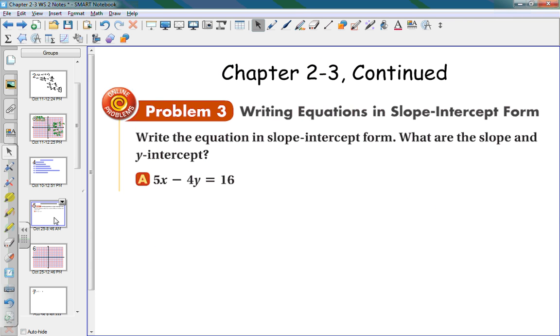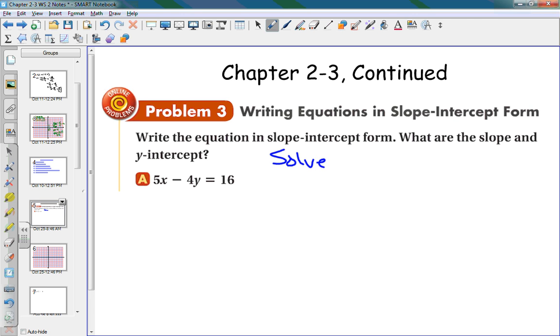Write the equation in slope-intercept form. Whenever I say slope-intercept form, what should come to your brain? y equals mx plus b. That is correct. So if I'm asking for slope-intercept form, I'm asking for the slope and the y-intercept. What do you have to do in order to get the slope and the y-intercept? Solve for y. That's what that means, okay?